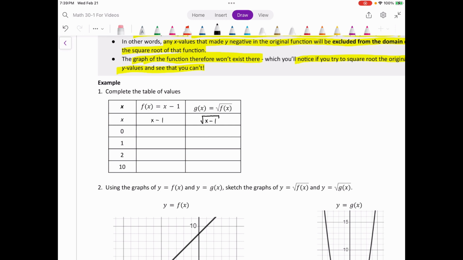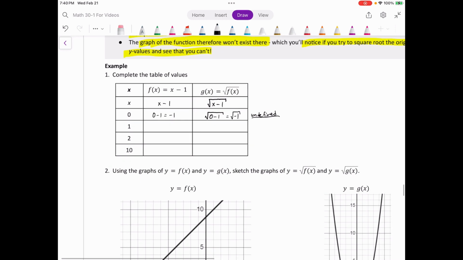That's it. Okay, so when x is 0, what do we have? We've got 0 minus 1, which is negative 1. So for g of x, that is the square root of 0 minus 1, which is the square root of negative 1. So it's undefined. You can't take the square root of a negative. So even though 0 was in the domain of f of x, it's not in the domain of the square root of f of x. We would see the graph not go there on the square root of that function.